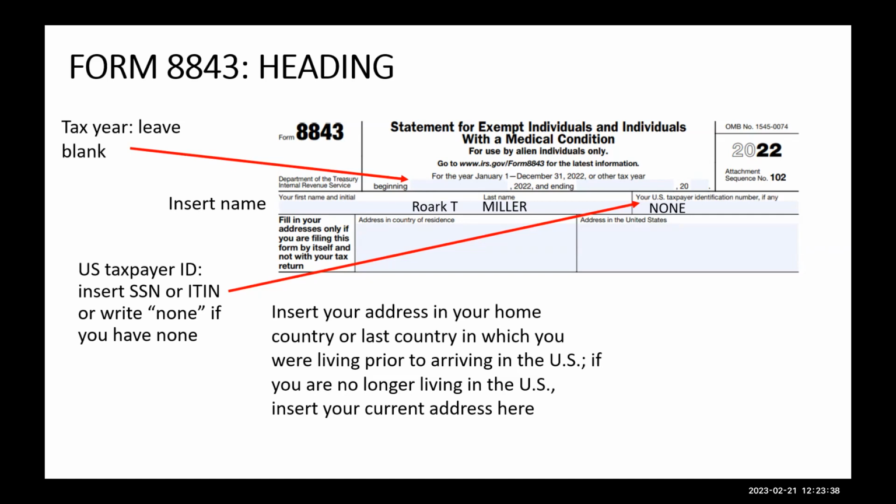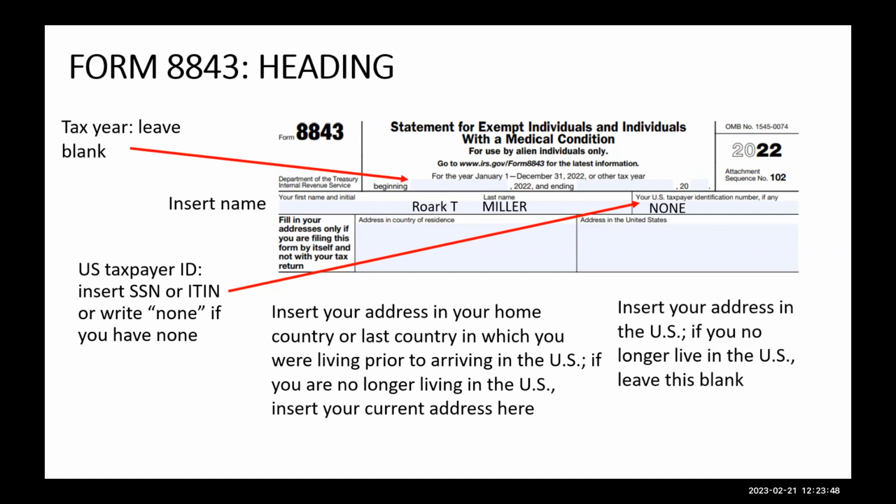And of course, if you're no longer living in the US, or soon to be no longer living in the US, just insert your current address there, wherever it is. And then, of course, if you are still in the US, then you insert your address in the US and leave it blank if you no longer live in the US. So if the IRS were ever to try to contact you, they would use your US address if one is input in this blank. And if not, then they would contact you in your home country, wherever that is. And I doubt that they would ever follow up to contact you.